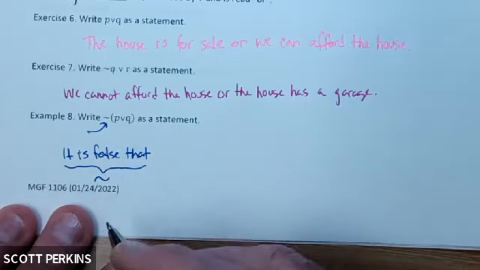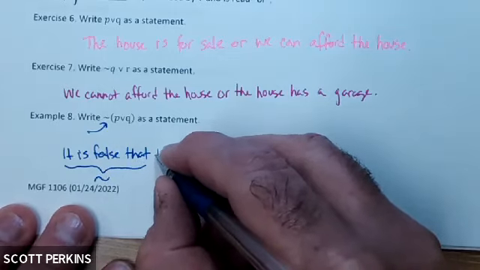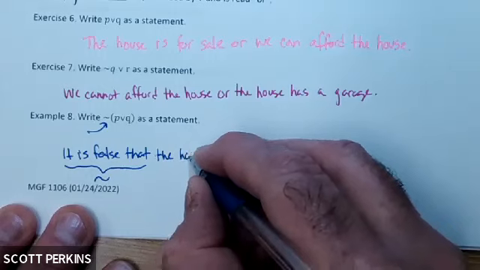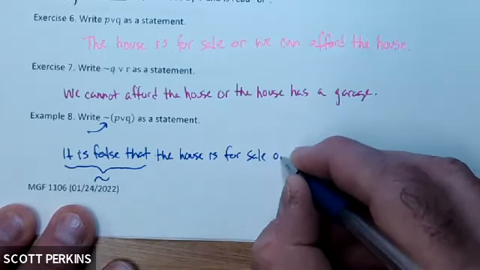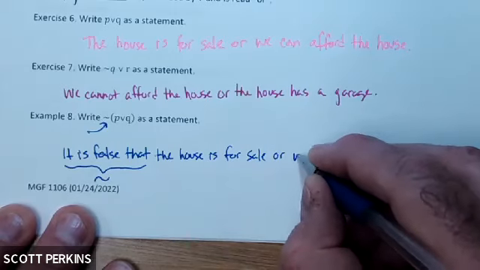So that is P or Q. So the house is for sale. It is false that the house is for sale. Or we can afford the house.